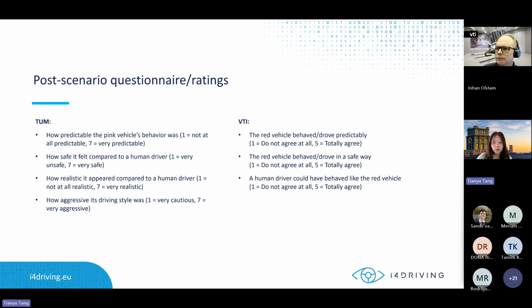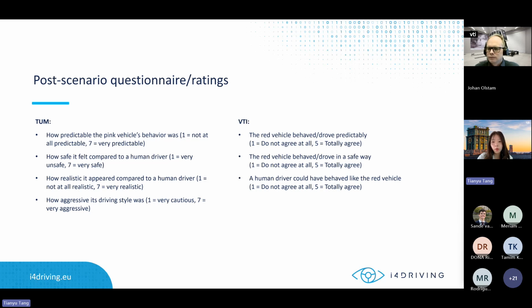In the TUM experiment, we used a 7-point Likert scale. Participants evaluated four aspects of the pink vehicle, and on the VTI side, the red vehicle. Participants told us how predictable the pink vehicle's behavior was, how safe it was perceived compared to a human driver, how realistic it appeared compared to a human driver, and how aggressive the driving style was. The TUM study was conducted first.